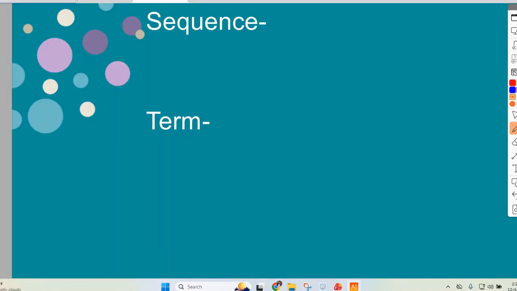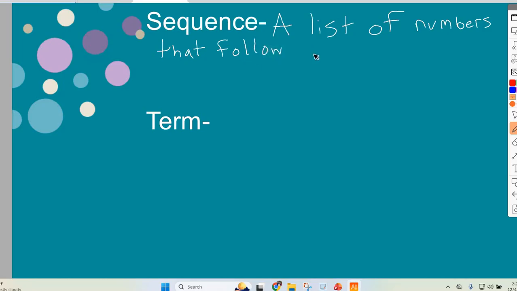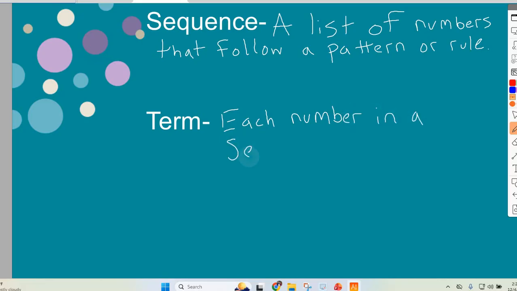We're talking about sequences. Sequences are basically just a list of numbers that follow a pattern or rule. Your terms are each number in a sequence.